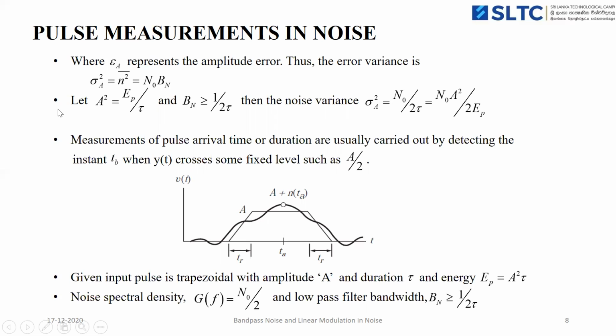Now consider the power of the signal, A squared equal to Ep by tau, and the bandwidth is Bn. Then the noise variance sigma a squared equal to N naught into Bn. But Bn equal to 1 by 2 tau, we have to substitute. So N naught by 2 tau. And also from the expression A squared equal to Ep by tau, we know tau equal to Ep by A squared. So finally, the noise variance of the amplitude error sigma a squared equal to N naught A squared divided by 2 into Ep.